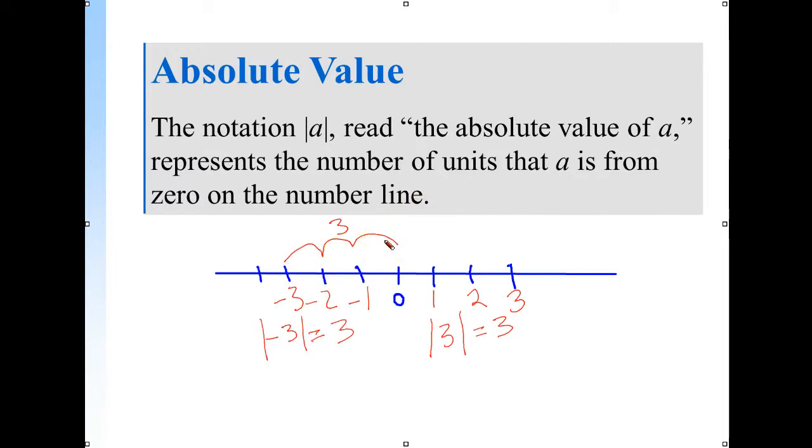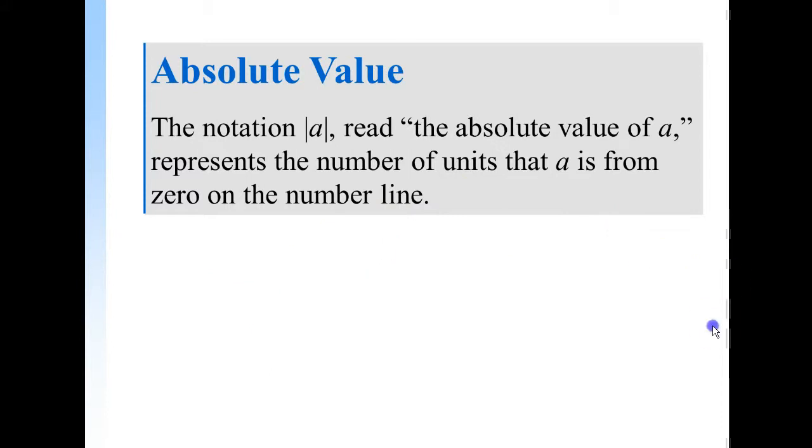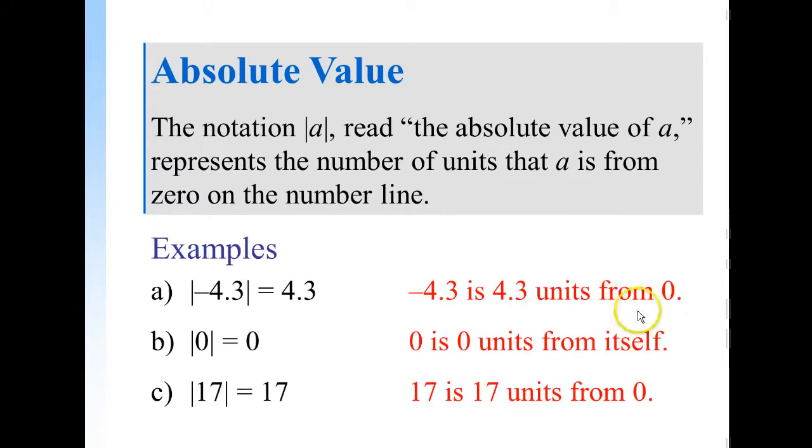So now let's take a look at some examples. So in example A, a -3.4 is this many units from 0. The absolute value of 0 is 0, and the absolute value of 17 is 17. So the absolute value of any number is always going to be its positive value.